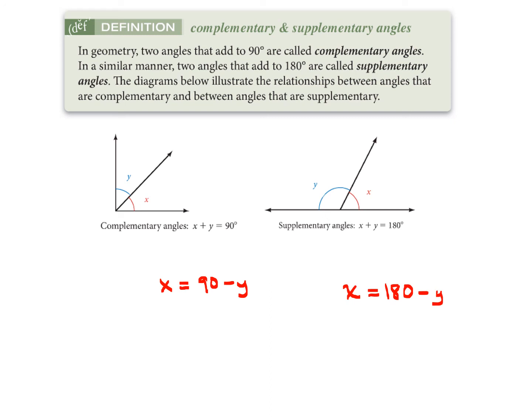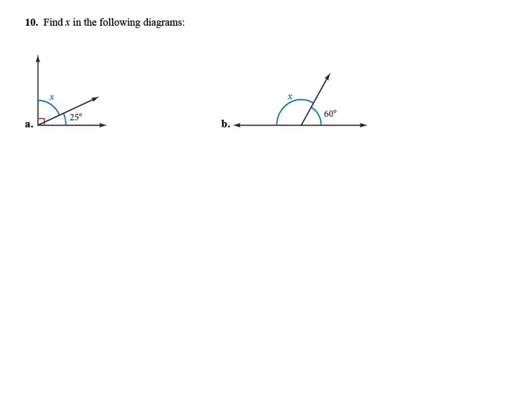All right, the algebra for supplementary angles, there it is, x is equal to 180 minus y, and we'll finish up with this problem right here. Really easy. The formula is already made for you, just like our algebra formulas. Remember from over there? Area and perimeter formulas. You just plug it in, you're done. That's exactly what it's made for. So number 10A and number 10B. Find x for the following diagrams.